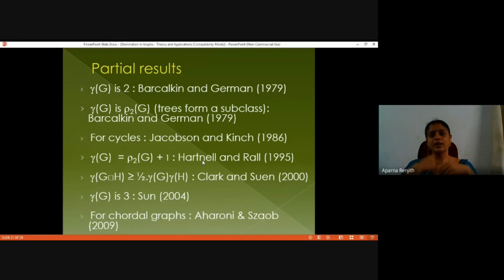So they proved gamma of G box H greater than or equal to half of gamma of G into gamma of H. Again in 2004, Sun proved that the conjecture holds good for all graphs for which the domination number is 3. For chordal graphs, the result was proved in 2009, and works are still going on to prove it at least for particular classes of graphs or to increase the value of C. Up to C equal to 1 by 2, they have proved.